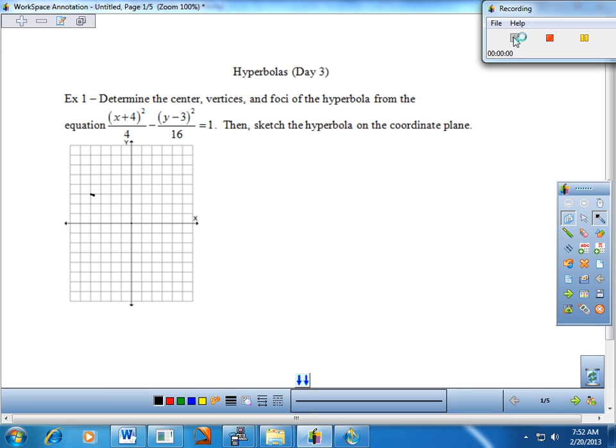Welcome. Today we will be taking a look at the notes worksheet entitled Hyperbolas Day 3. It's time for us to just tie up some loose ends on the hyperbolas and the conic sections in general, so we'll do exactly that.